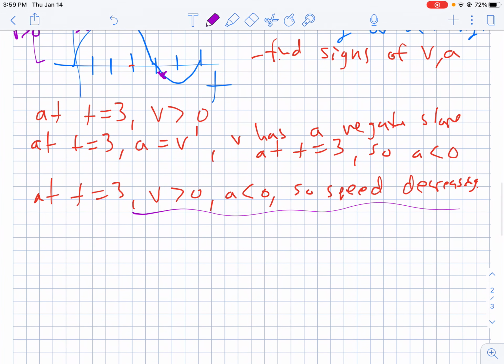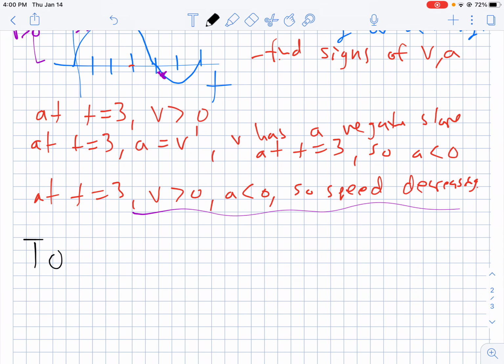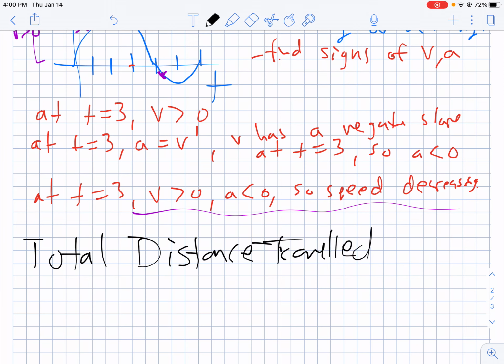Okay, so that's speed and how to tell if it's increasing or decreasing. The next thing I want to talk about was this phrase total distance traveled. And when you see this phrase total distance traveled, that should bring to mind one thing. And I'll give you that equation in just a minute. But let's think about this.